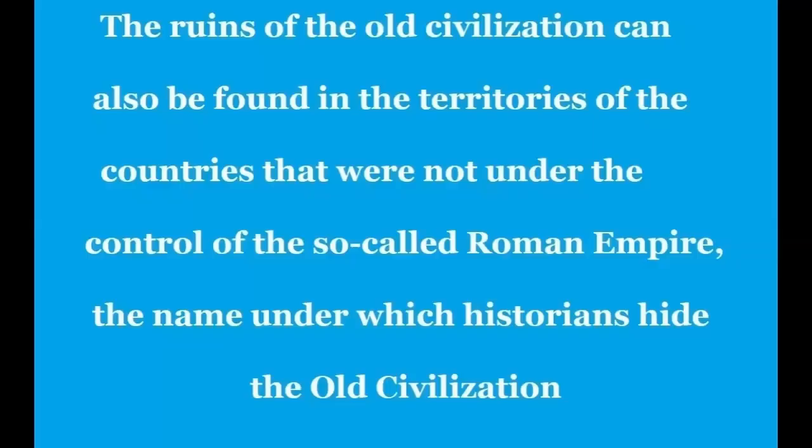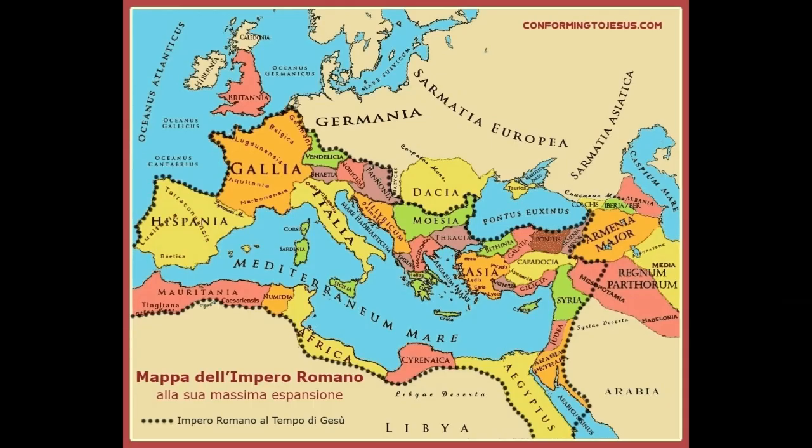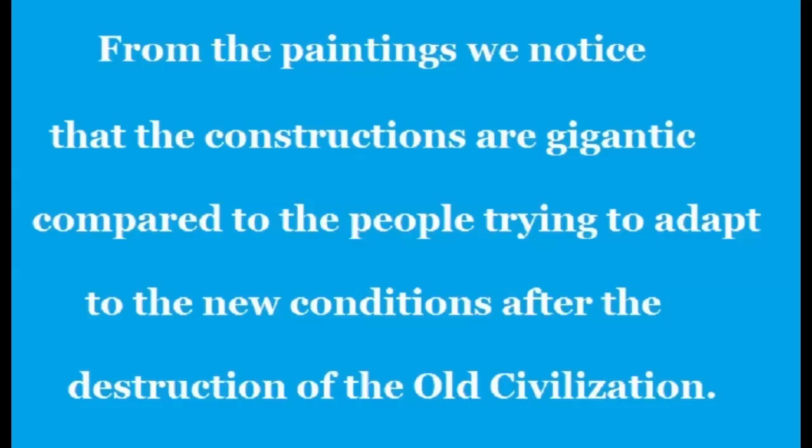The ruins of the old civilization can also be found in the territories of the countries that were not under the control of the so-called Roman Empire, the name under which historians hide the old civilization. From the paintings we notice that the constructions are gigantic, compared to the people trying to adapt to the new conditions, after the destruction of the old civilization.